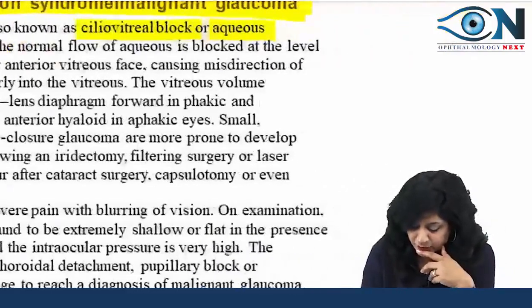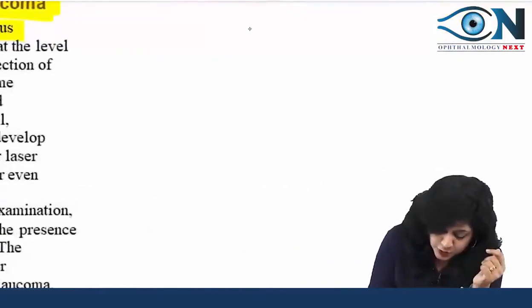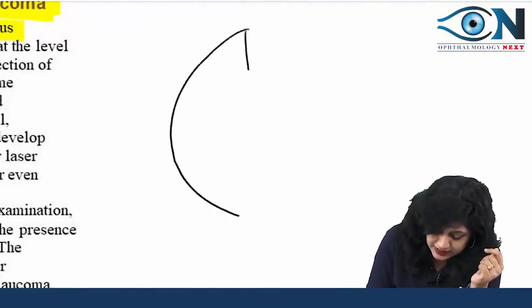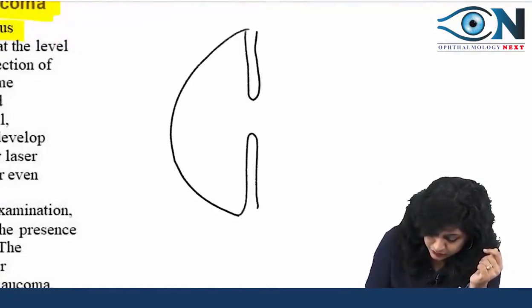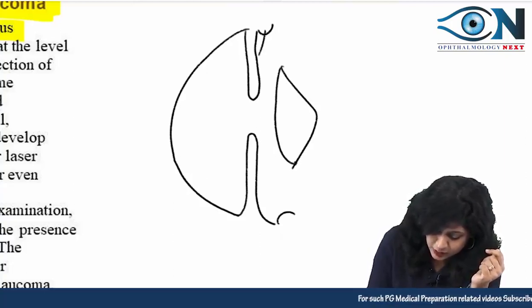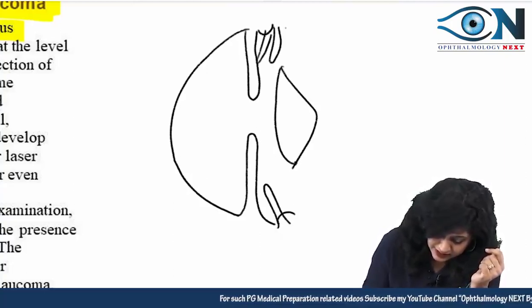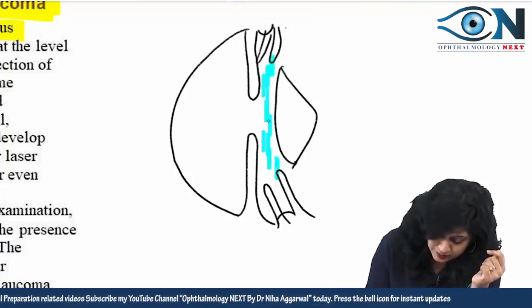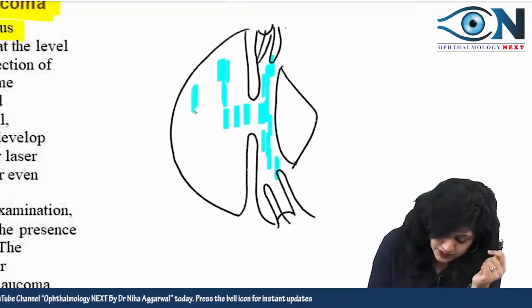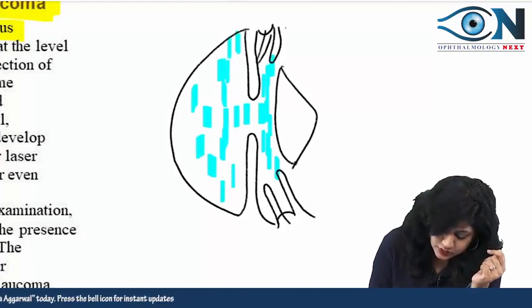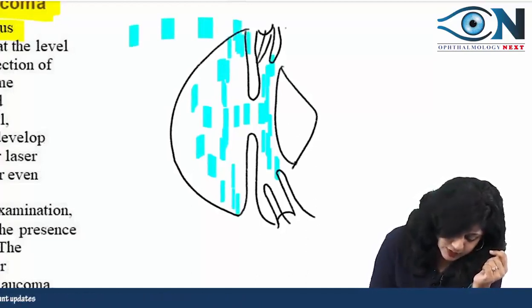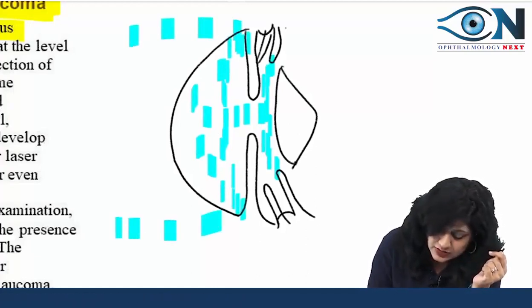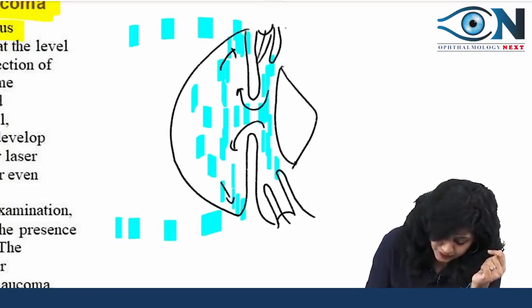What is happening, if I show you conveniently, is this: this is the normal flow of the aqueous humor. Normally the ciliary processes are directed anteriorly, something like this. So whatever amount of aqueous humor is produced passes through the pupil, goes into the anterior chamber, passes through the angle, and then through the trabecular meshwork. This is what normally takes place.